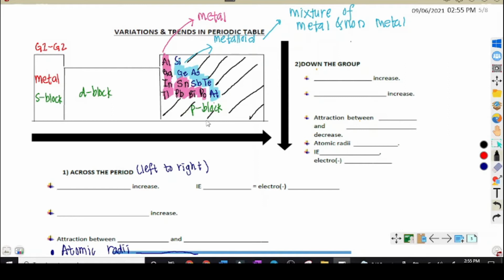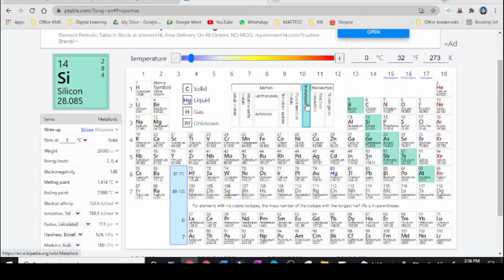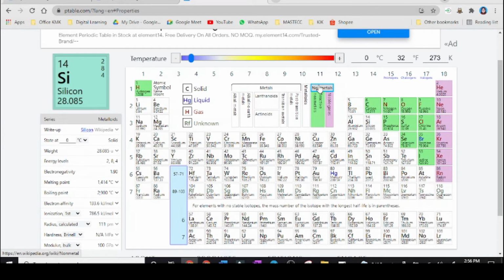So the rest of the elements, except the ones in pink and blue color, are non-metal elements, such as chlorine, bromine, and group 18 elements. Okay, except for the pink and blue, these are non-metals. For the D block, they exist as transition metals. You will not be given this periodic table in the examination, so you have to remember which are the metalloids, which are the metals, and which are the non-metals.